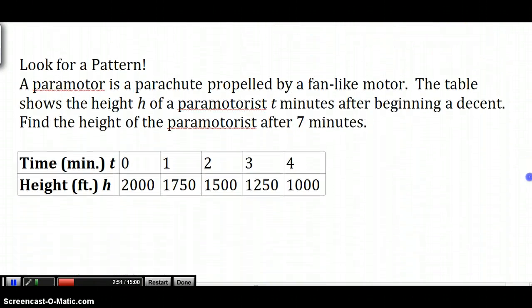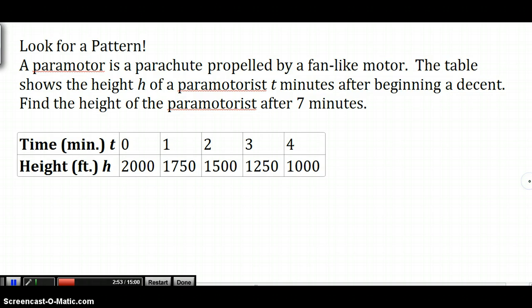Second strategy, looking for a pattern. So in this one, there's going to be some pattern. So this is a strategy you can use, looking for a pattern. In this problem, it says a paramotor is a parachute propelled by a fan-like motor. The table right here shows the height h of a paramotorist t minutes after beginning his descent. Find the height of the paramotorist after 7 minutes.